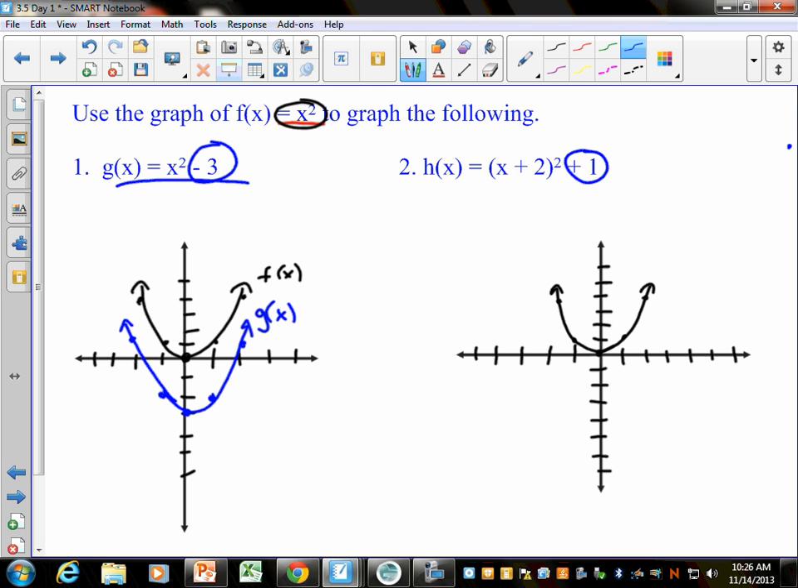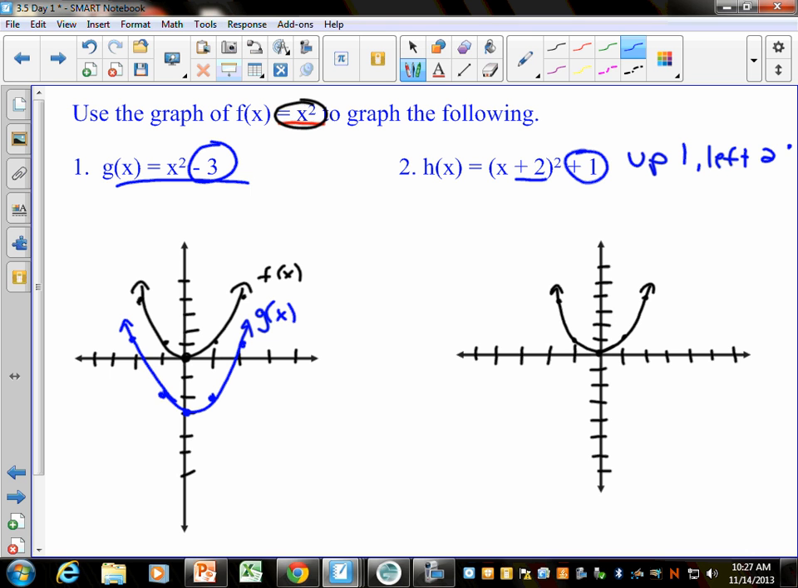What does this +1 on the outside mean my graph is doing? It means it's going up 1. And what does that +2 inside the function mean that it's doing? It's going left 2. It's the opposite of what you think. It's actually going back 2. So it's going up 1 and left 2. That's kind of like the vertex.